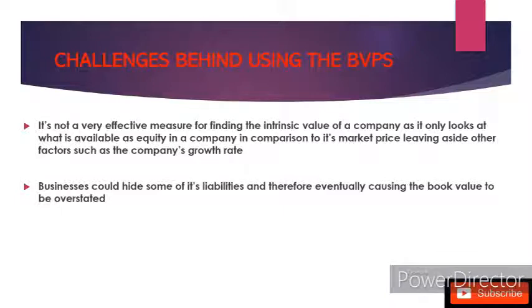So, challenge number two, businesses could hide some of their liabilities and therefore eventually cause the book value to look overstated. So businesses can do some shady stuff, man, so that they can look sexy to investors. One of the ways they could do that is by suppressing their liabilities, by showing less of it in the statement of financial position, hence as a result making the book value look larger. So to avoid this trap, look at the book value per share in a 10-year perspective.